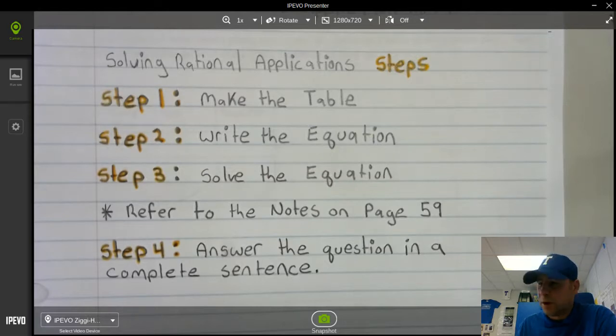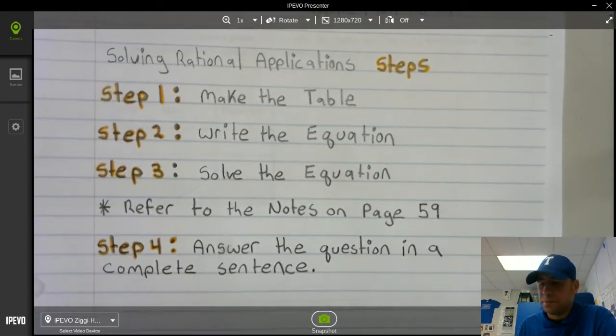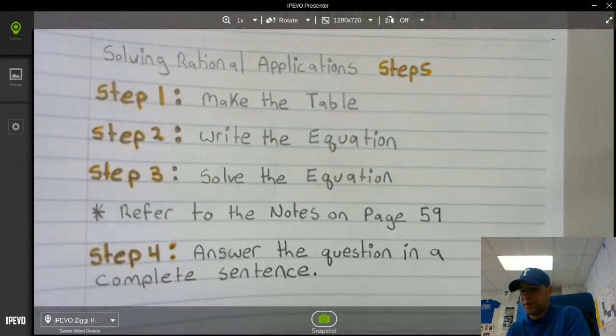Okay, step 1, make the table. Step 2, write the equation. Step 3, solve the equation. Now, in step 3, you're going to refer to the notes on page 59 when solving the equation. Okay, and then step 4, answer the question in a complete sentence. So if you would pause the video and update your notes. All right, assuming your notes are updated, let's take a look at the examples.